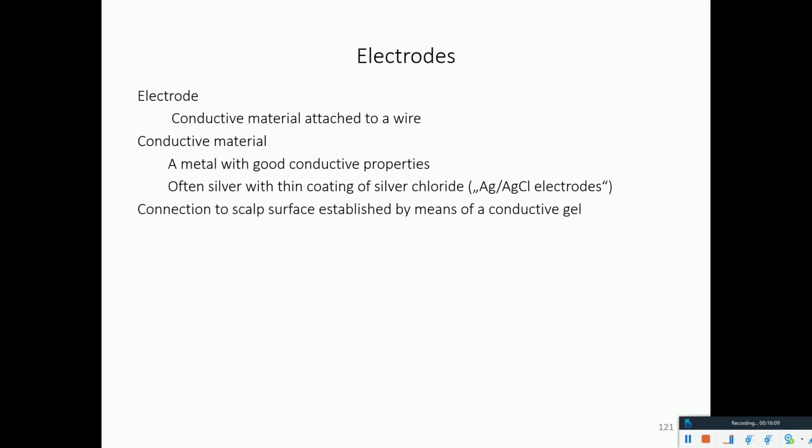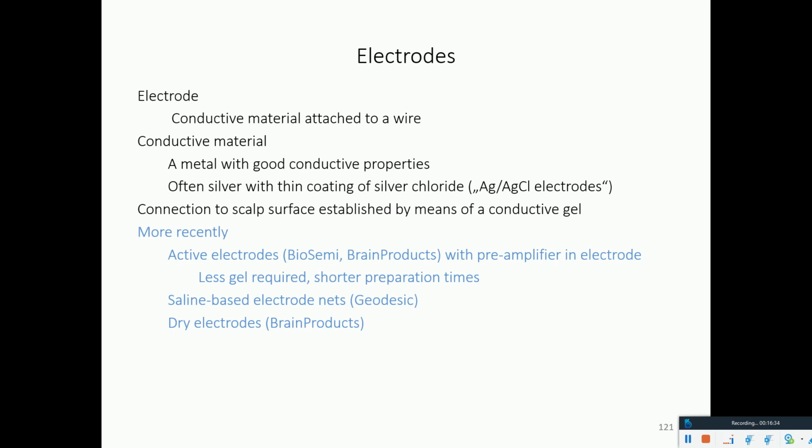The connection to the scalp surface is, of course, secured by means of a conductive gel. So this little gap between the electrode tip and the scalp is filled by a conductive gel. That's just some chemical substance that is gel-like and conductive. That's the typical thing. The more fancy things that are being used are active electrodes. They actually have preamplifiers in the electrode. So it's not just a conductive metal thing, but it's actually already an active electronic circuit which boosts the signal. And this is helpful because it requires less gel and allows for shorter preparation times. And as we've seen, it also gives direct feedback of how good the impedance is.